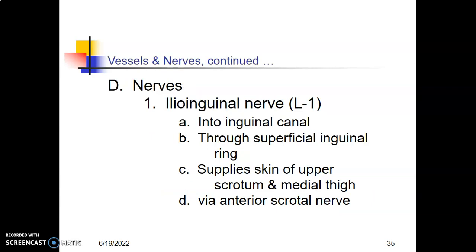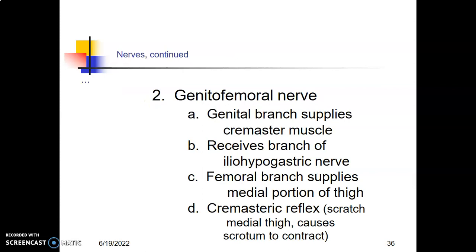The ilioinguinal nerve is L1. It passes through the inguinal canal and through the superficial ring. It supplies the skin of the scrotum and the medial thigh. The genital branch of the genitofemoral nerve supplies the cremasteric muscle. Then there's the femoral branch of the genitofemoral nerve that supplies the medial portion of the thigh. So the genitofemoral nerve has 2 branches: the genital branch supplying the cremasteric muscle and the femoral branch supplying the medial portion of the thigh.